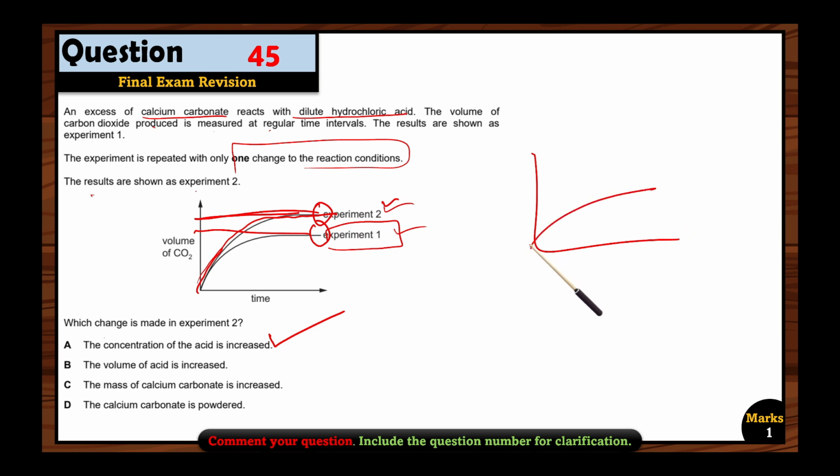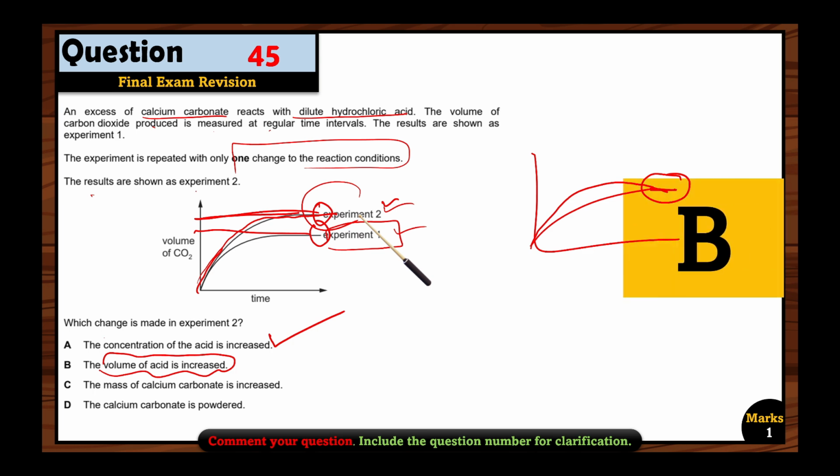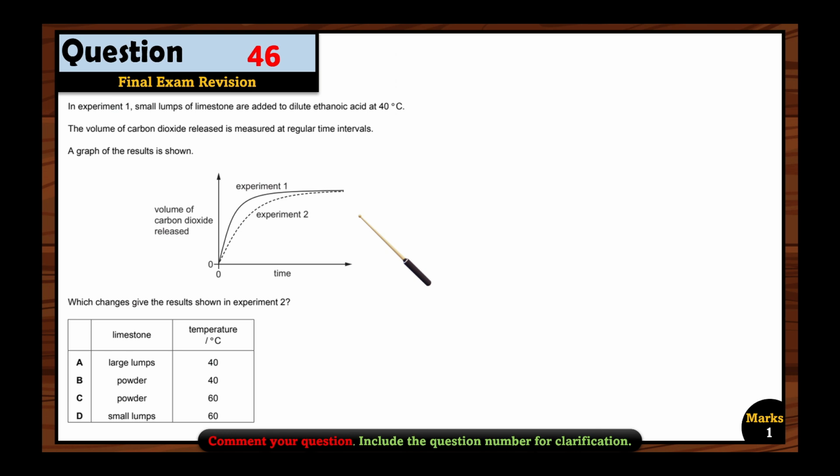It will be like this, okay? It will increase, but at the end the product will be the same. So it has nothing to do with concentration only increasing the rate of the reaction. Here the answer will be that the volume of the acid is increased. Why? That's why you are getting a higher volume of carbon dioxide. So that's why option B is the one that you have to choose, not the concentration option.